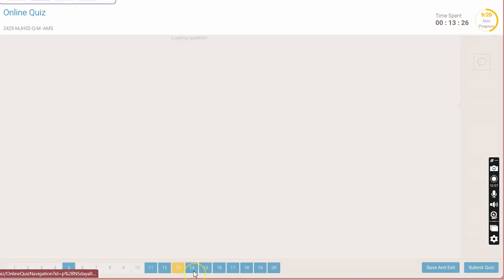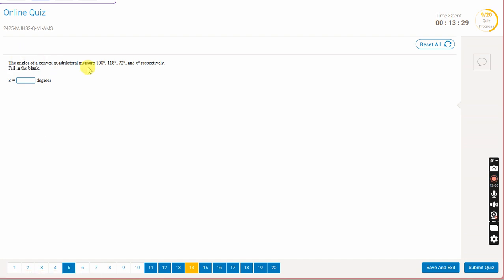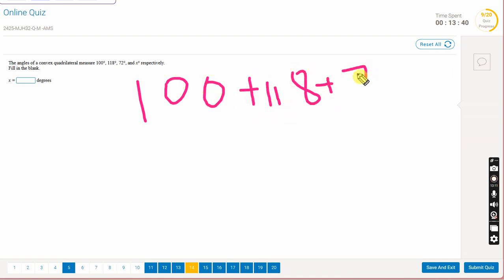AB solutions, this is exactly what I repeated previously as well. These questions, again, you'll add, a quadrilateral is also equal to 360. So you'll add all of this, 100 plus 118 plus 72 plus x. You're going to add all of these and equate it to 360. When you equate it to 360, what do you get? Then you subtract that from 360, you get 70. So that is your answer here, 70.